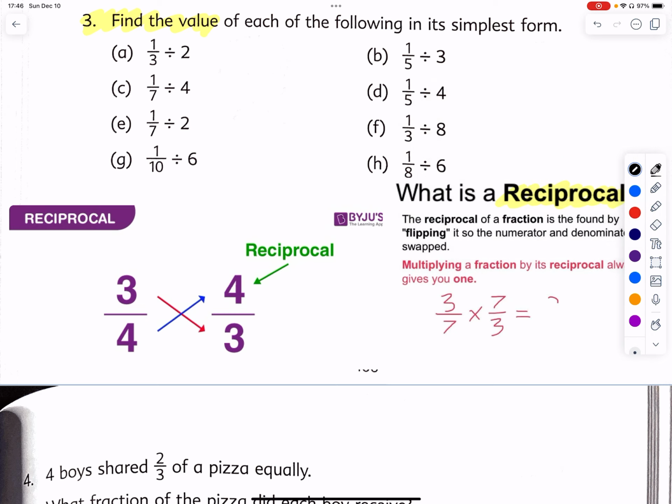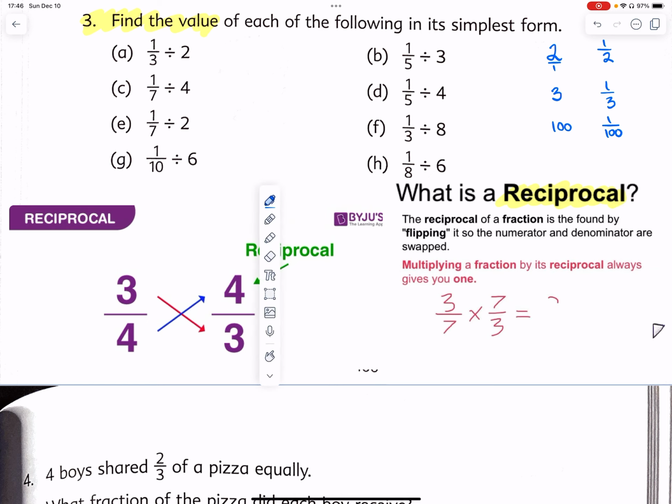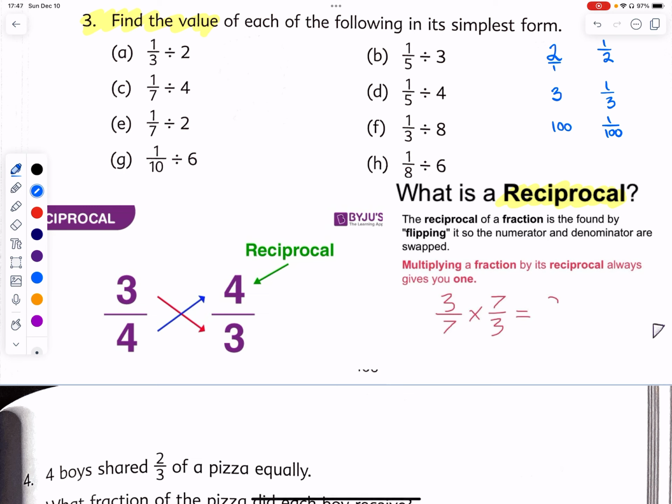So, let's practice a little bit. What is the reciprocal of 2? It's 1 over 2. If we think that it's 2 ones, right? What is the reciprocal of 3? 1 over 3. What is the reciprocal of 100? Well, it is 1 divided by 100. And let's continue. What is the reciprocal of, let's say another whole number, 25? It is 1 out of 25.